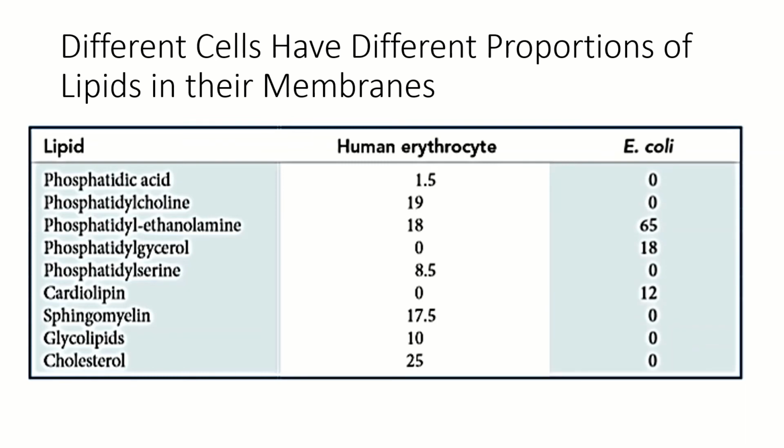In a prokaryotic cell such as E. coli, there is an absence of phosphatidic acid, phosphatidylcholine, phosphatidylserine, sphingomyelin, glycolipids, and cholesterol from their cell membranes. But they have a lot of phosphatidylethanolamine in their cell membranes. So different cells with different membranes have different proportions of the lipids that we just talked about.